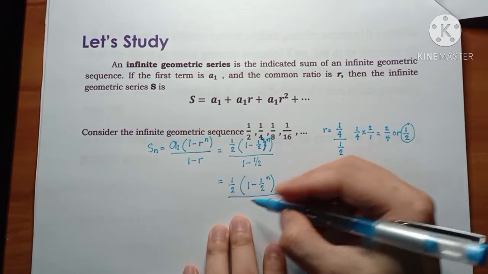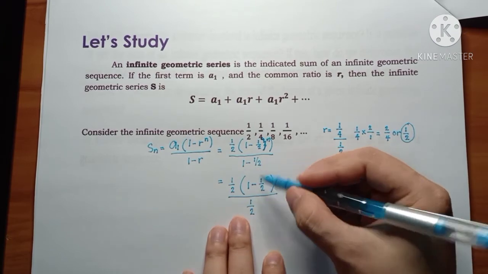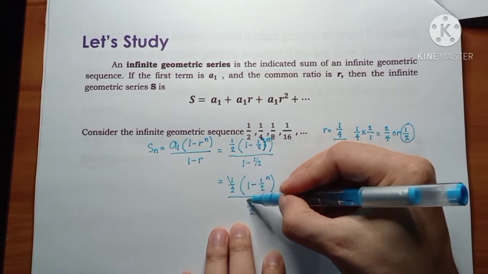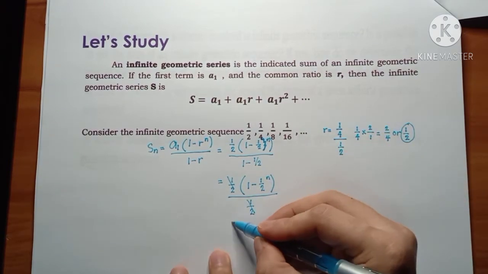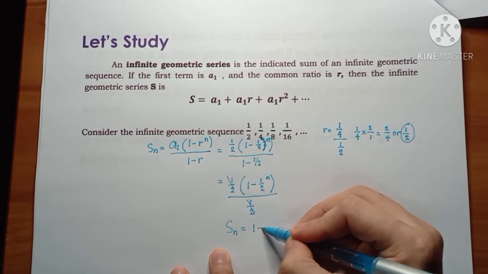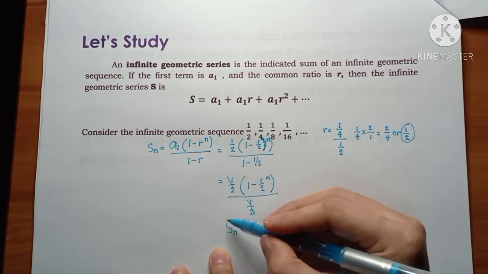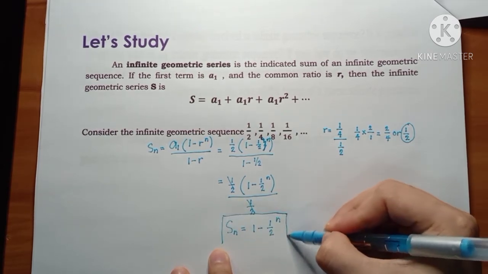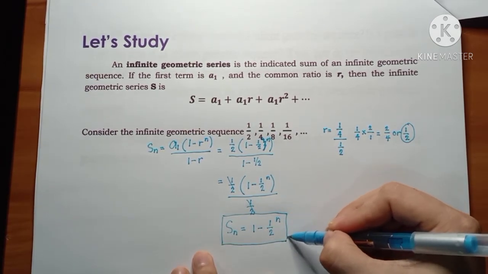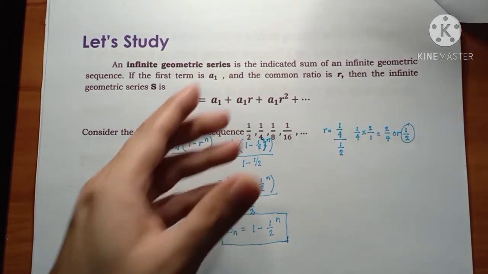All over 1/2. Kasi, ang 1 minus 1/2 is 1/2. Pwede naman natin i-cancel out na yan. So, therefore, ang ating S sub n is 1 minus 1/2 raised to n. So, consider natin na ito yung ating n term, sum ng ating n terms.